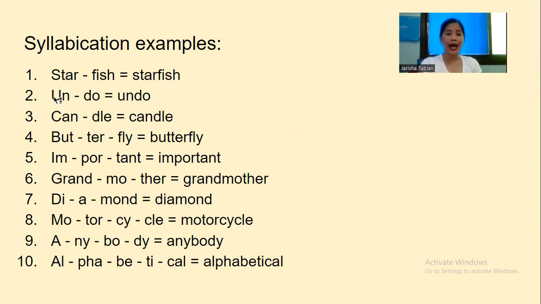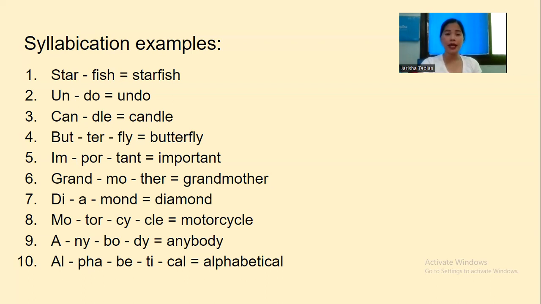Undo, undo. If we're going to read it together, that is undo, undo. Next, number 3: can, do, candle. Okay, read it together. Candle, candle. Do you know what is candle?